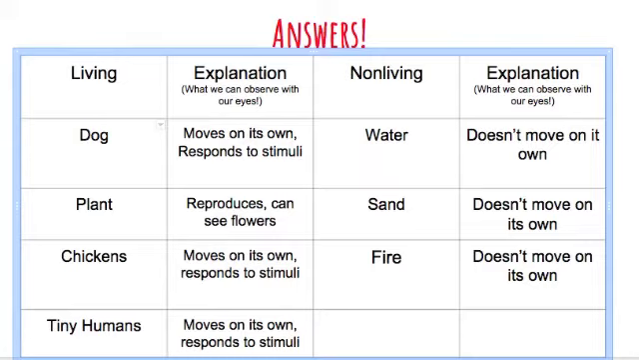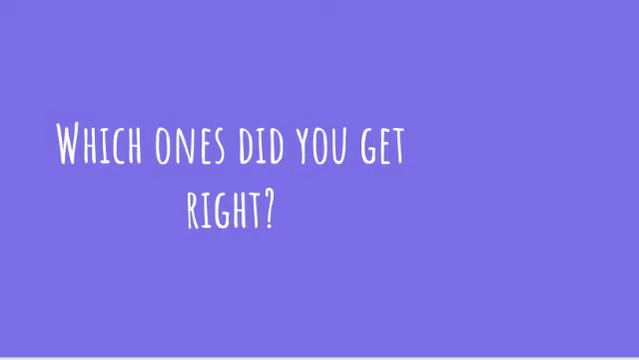Fire seems to flicker, and that has to do with a difference in the temperature around the fire and the temperature of the fire itself. But the other organisms, the plant actually moves because it'll bend its stems or its branches to reach out for sunlight. So which ones did you get right? Hopefully you were able to guess a couple more than just the two required.